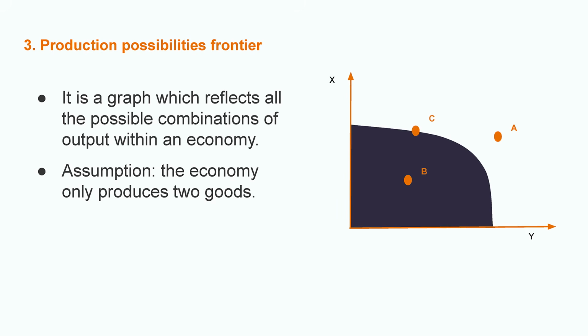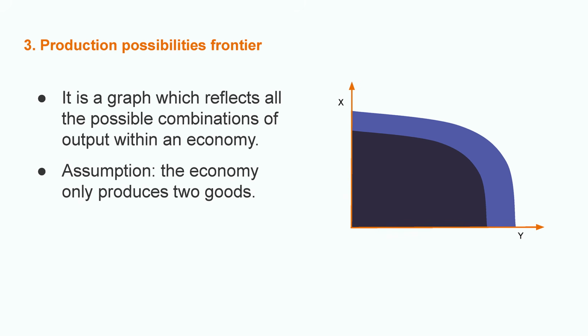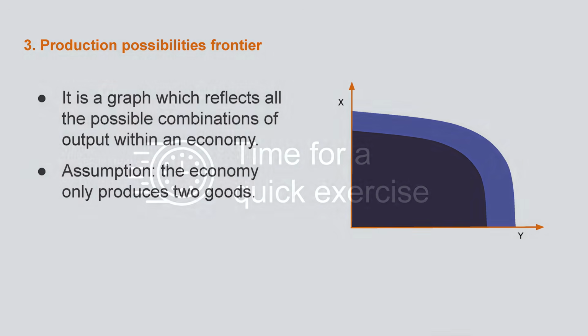Now check out point C. This combination is a more efficient option than B. Can you see why? This is because the curve represents the production capacity. C is more efficient than B because the economy is producing at full potential. There is no idle capacity. And what would happen if the economy grew because of higher productivity? The curve would shift, meaning that the production possibility expands.